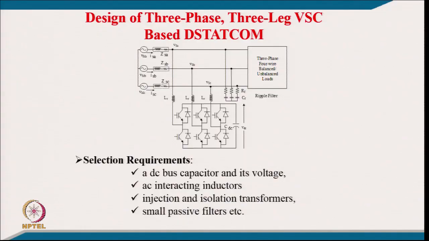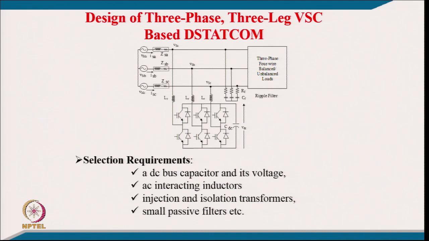Now the design of the distribution static compensator, in short DStatCom. To start with, we will discuss the design of the 3-phase 3-leg voltage source converter based DStatCom. We already discussed the circuit, which consists of a 3-phase supply system and a typical 3-phase load, maybe an unbalanced load, maybe a balanced load. This load has to be 3 wire. Then we have a DStatCom with the 3-leg voltage source converter, and we have the DC link capacitor and ripple filter which we discussed earlier.